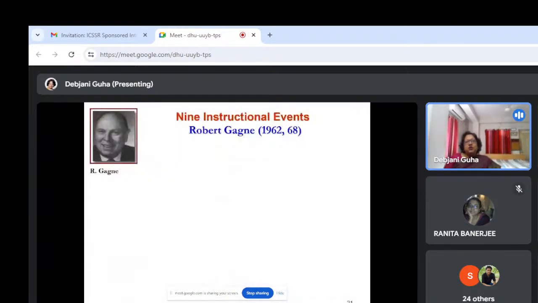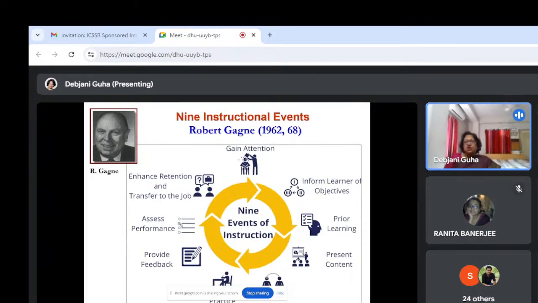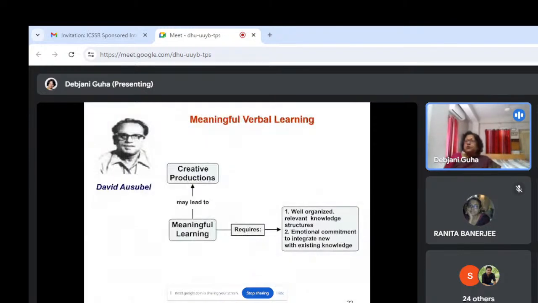After that, we get nine instructional events from Robert Gagné, from gaining attention, that is engagement, to feedback, assessment, and enhanced transfer and retention, and so on. I'm just highlighting the flavors of such instructional models and theories, which have been given by prominent, eminent psychologists.